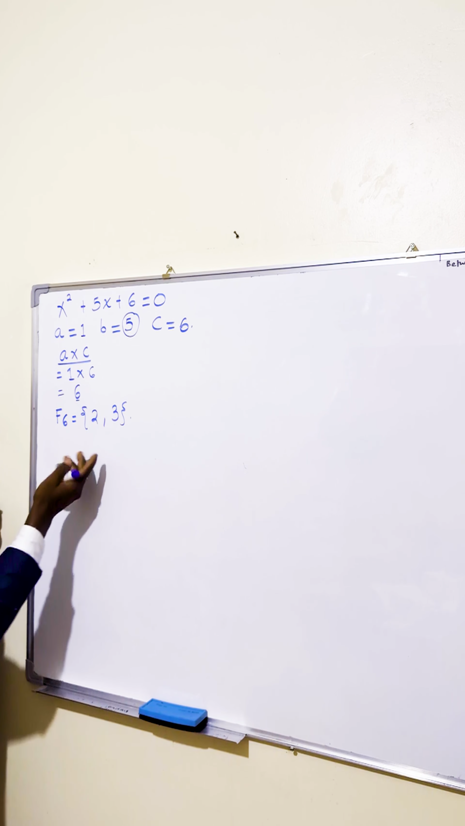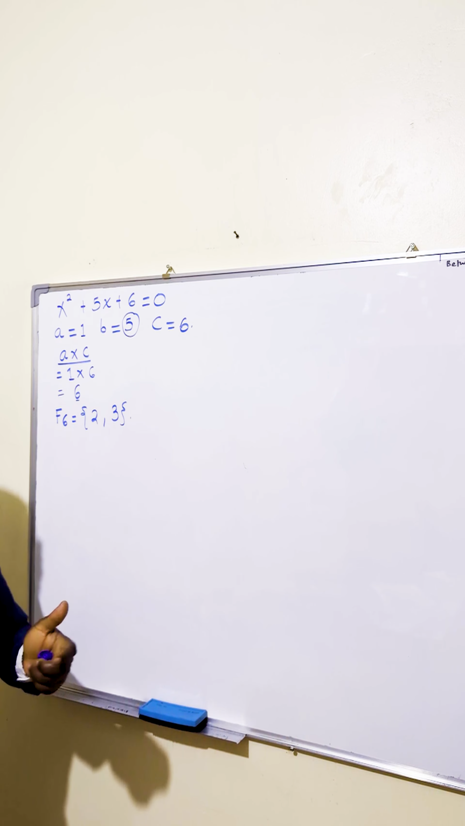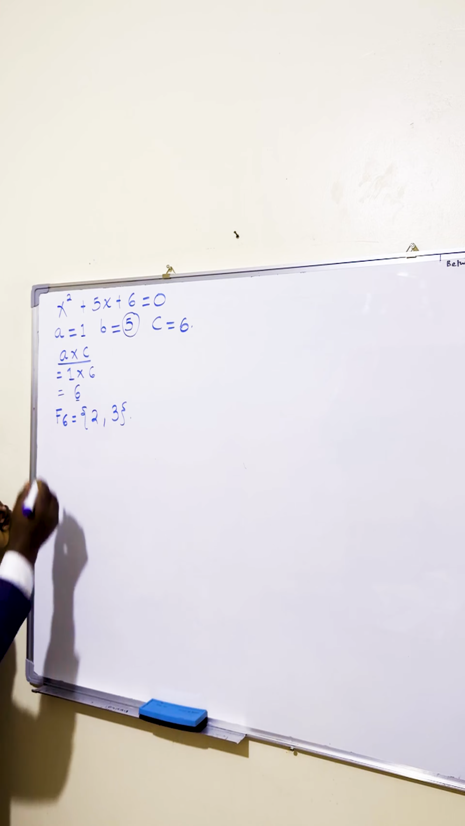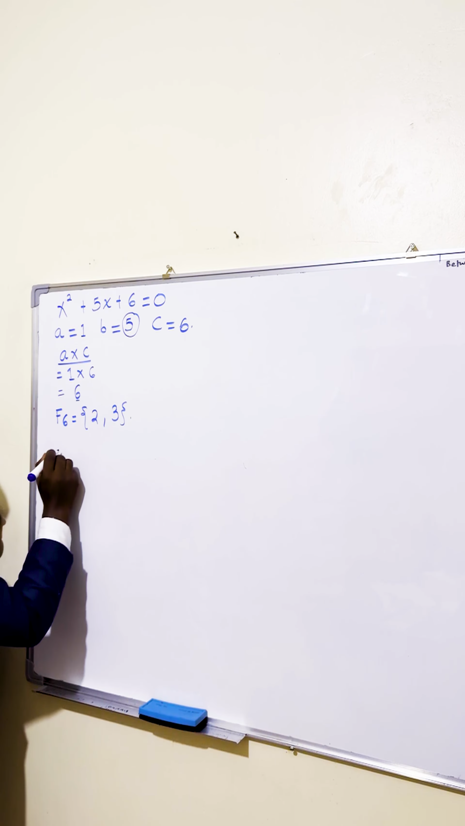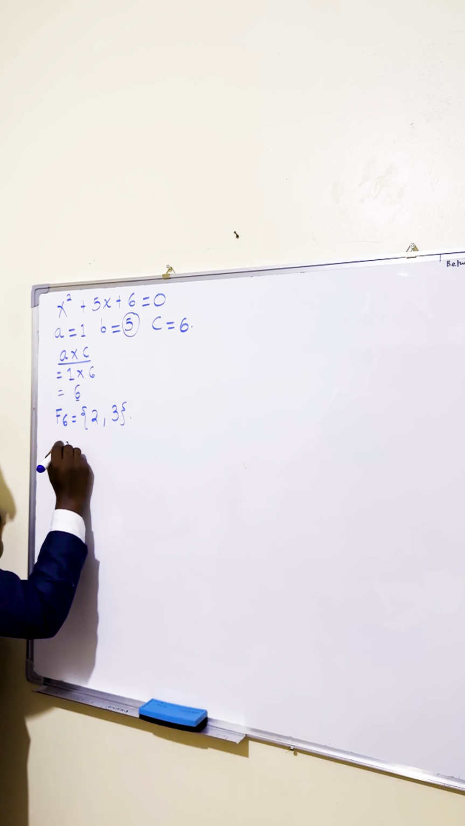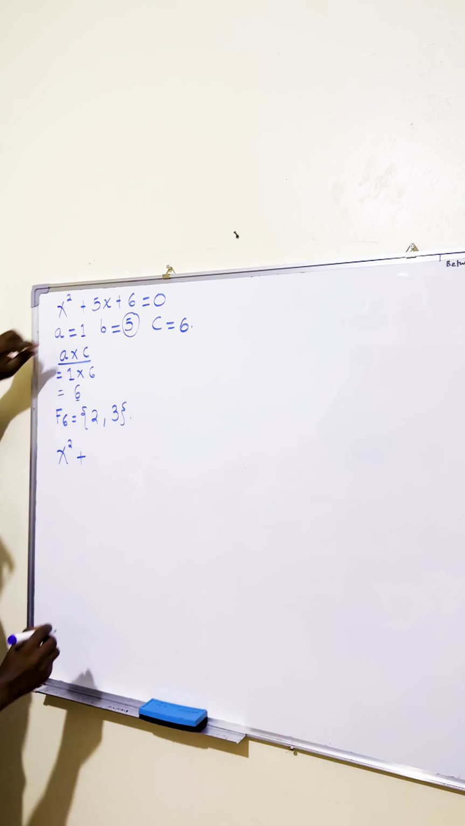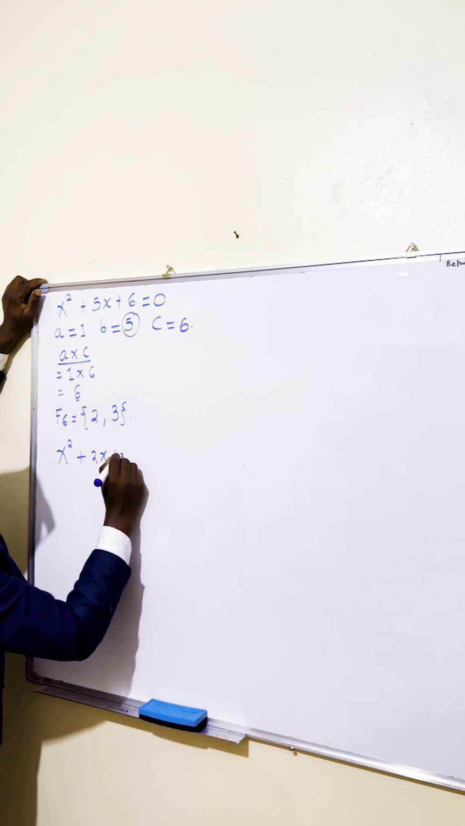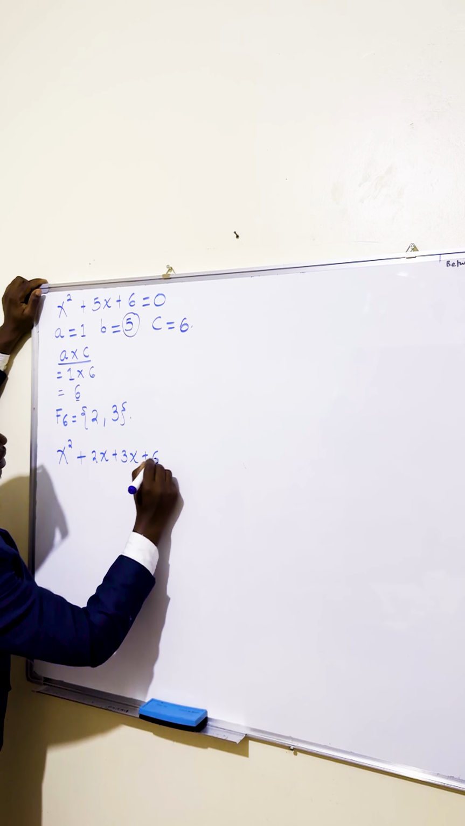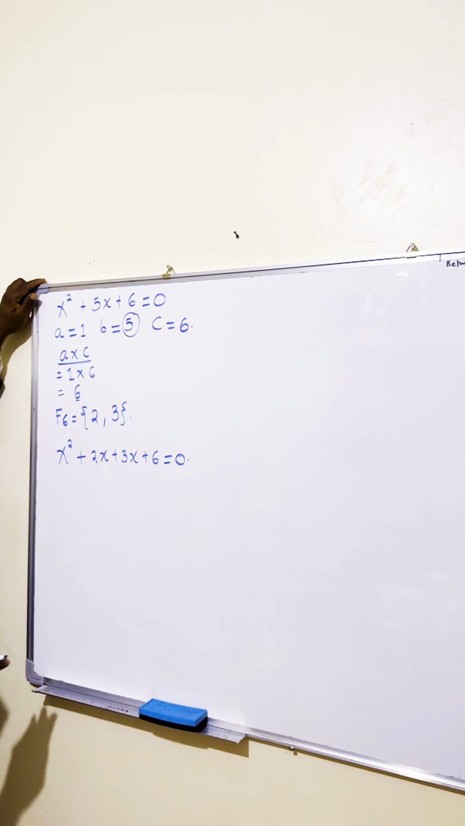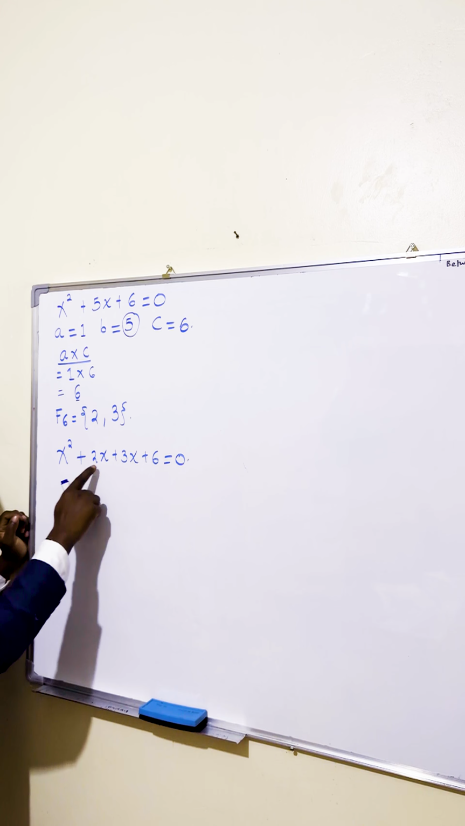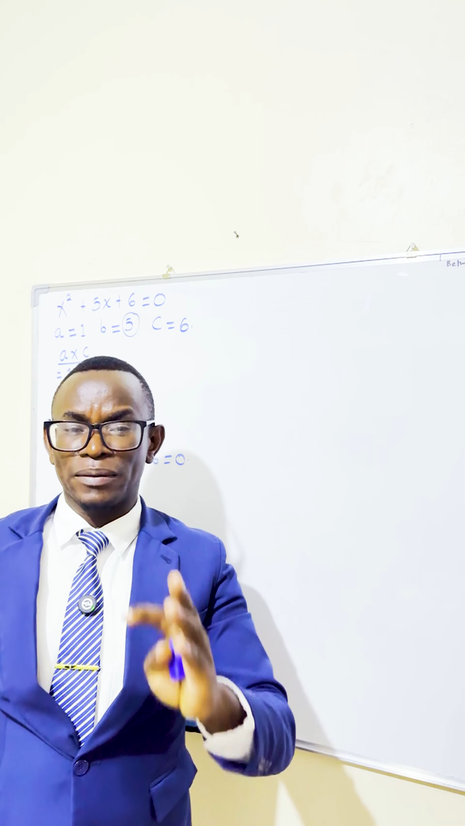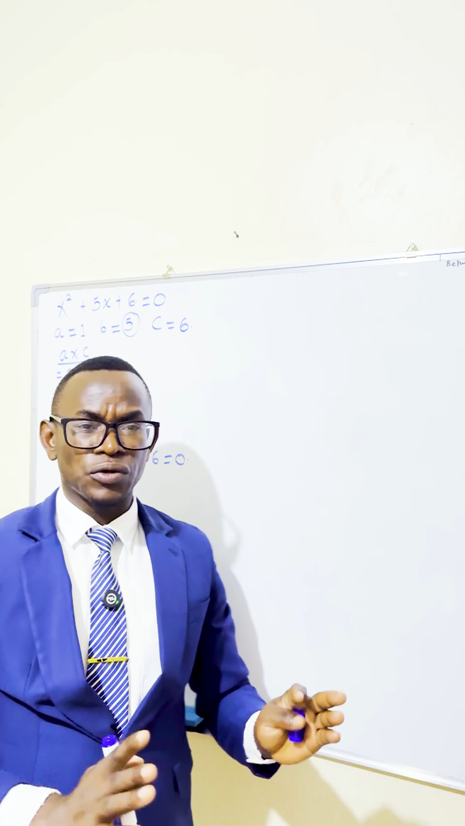Now, after obtaining the factors of 6, we are going to split the middle term using our factors. So we are going to rewrite our quadratic equation as x squared, then plus, in the position of 5x, I'm going to put 2x, then plus 3x, then plus 6. Everything is equal to 0. So I have 1, 2, 3, 4 terms. After obtaining those 4 terms, I'm going to group them into pairs.